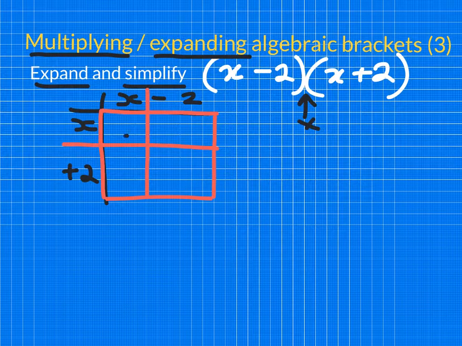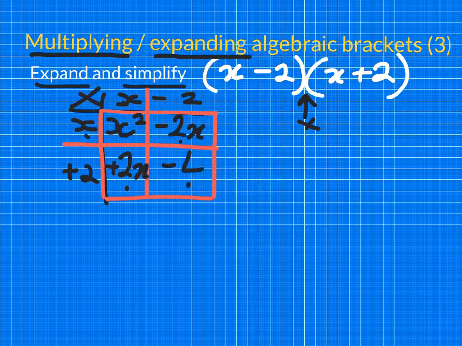In this part here, we have x times x, this is multiplied together, which makes x squared. In this box, we have x times minus 2, which makes minus 2 times x, or minus 2x. In this box, we have plus 2 times x, which makes plus 2x. And in this part, we have minus 2 times plus 2. And a minus times a positive makes a minus, so the answer is minus 4.